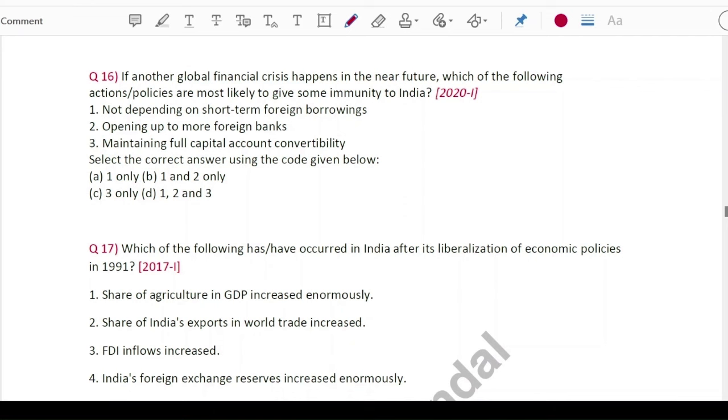So this question says, if another global financial crisis happens in the near future, which of the following policies are most likely to give immunity to India? If there is a global financial crisis, which thing will give immunity to India? If there is less integration with global economy.